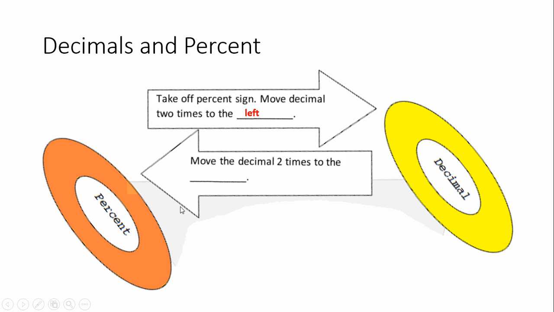And then to go from decimal to percent, same idea, except move the decimal 2 times to the right. Whoops, I forgot. Up here with the left is divide by 100. Okay, and then we move it 2 times to the right. It's like multiplying by 100. Okay, because some books and some teachers talk about it doing this way. Multiplying and dividing by 100.